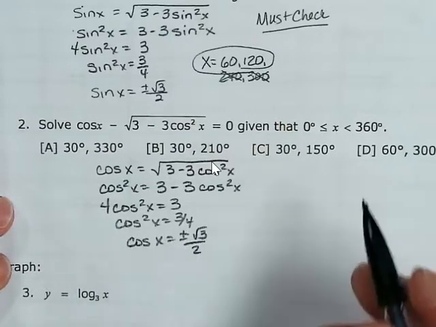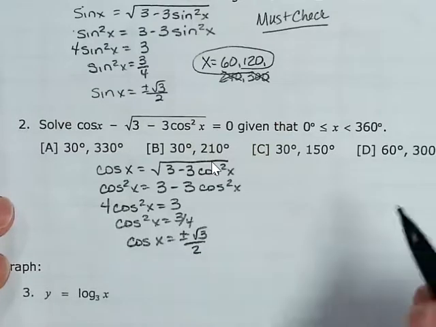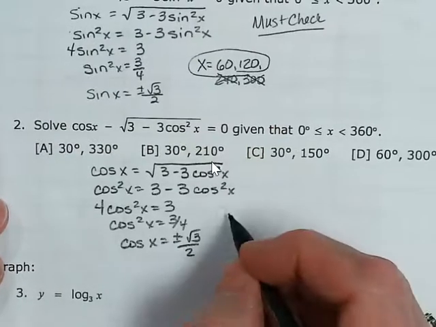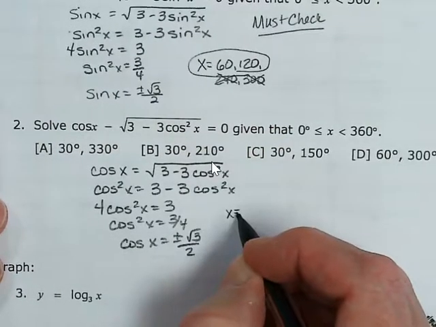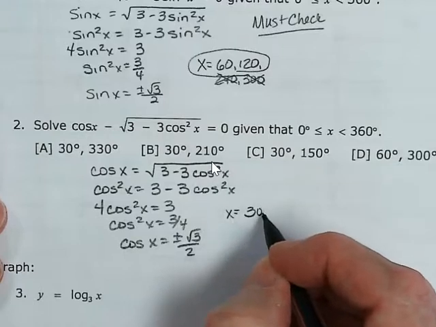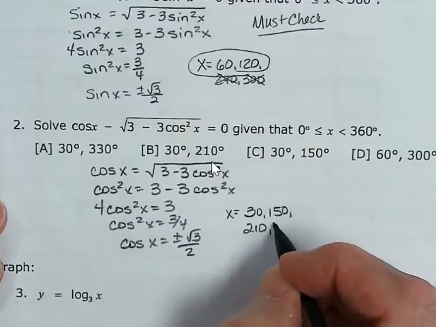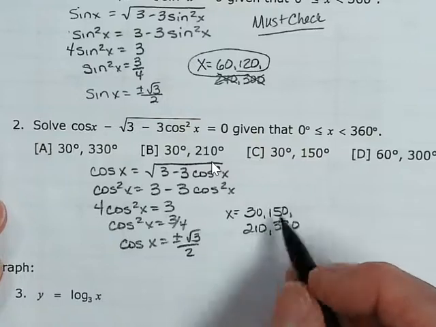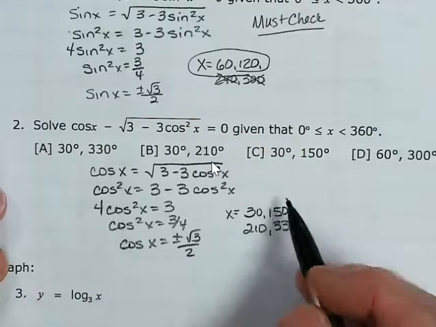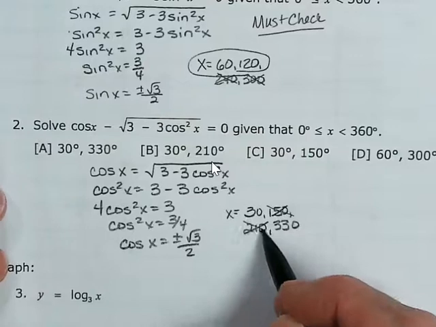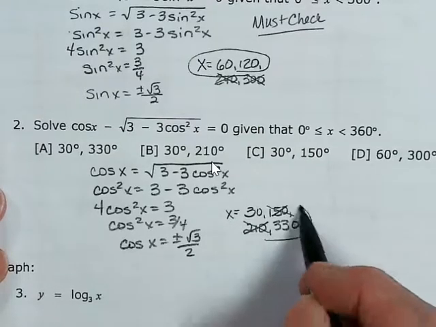Again, it's going to be in all 4 quadrants because it's positive and negative. So I'm going to have 30, and then 150, and then 210, and then 330. Again, you must check, and when you do, you find out that these do not work. So you only have these two as your answer. Okay?